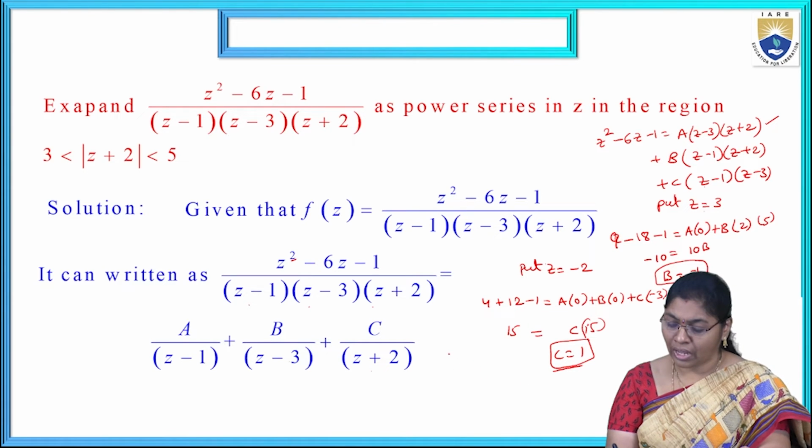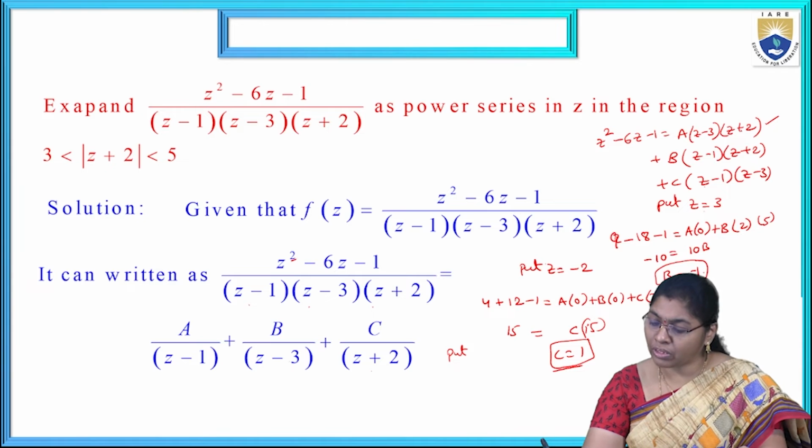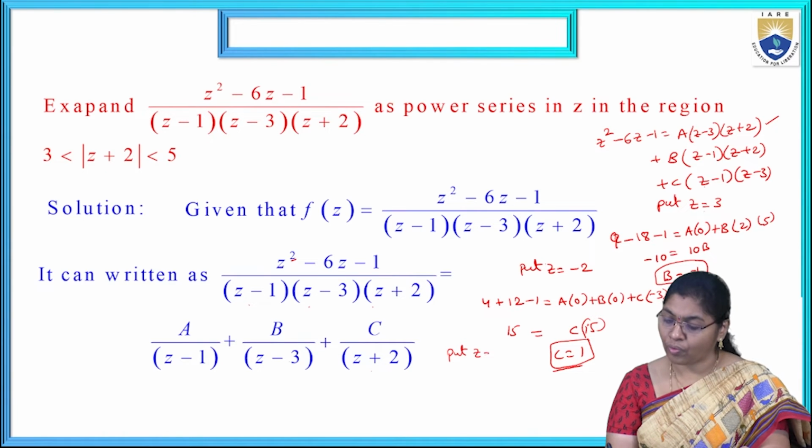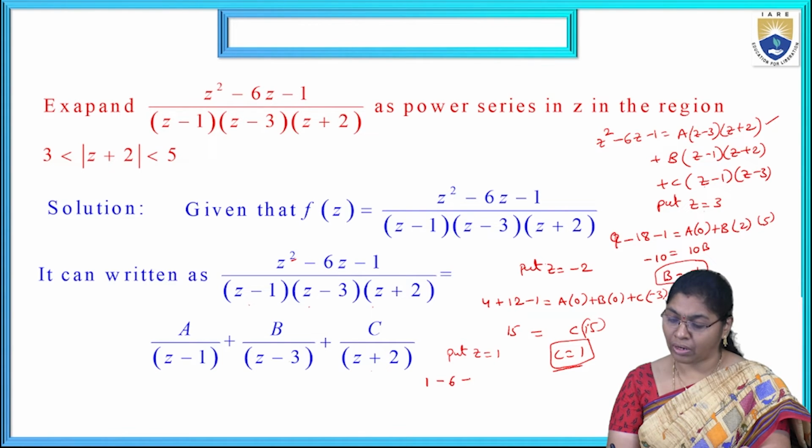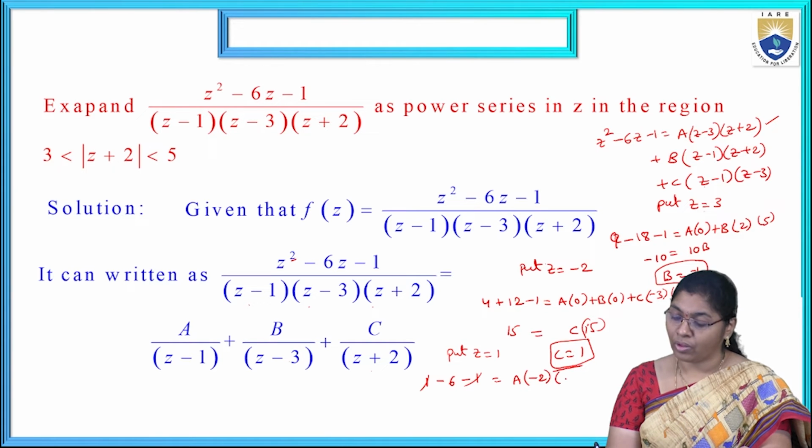And similarly, again put this part complete. Put z equal to 1. Z equal to 1 means here 1 square, 1 minus 6 minus 1. Next, a into (1 minus 3)(1 plus 2).